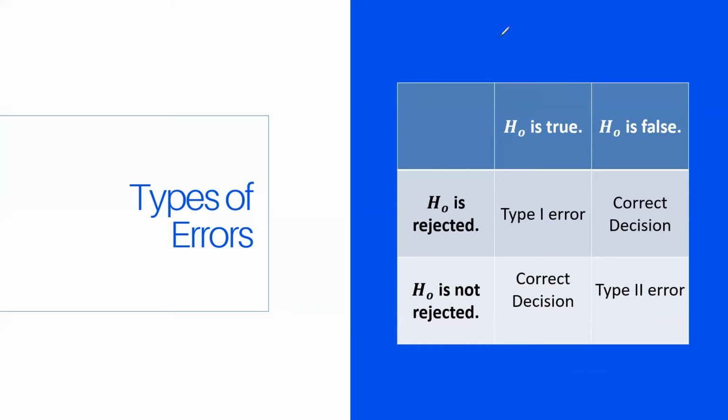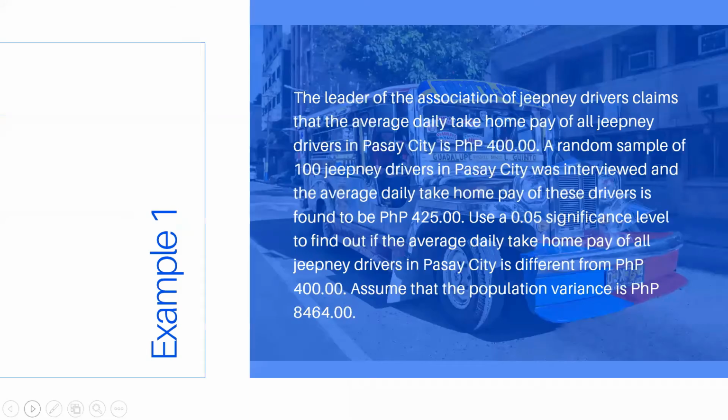Moving forward, let's have here the example. So, example number 1. The leader of the Association of Jeepney Drivers claims that the average daily take-home pay of all jeepney drivers in Pasay City is 400 pesos. A random sample of 100 jeepney drivers in Pasay City was interviewed, and the average daily take-home pay of these 100 drivers is found to be 425 pesos.